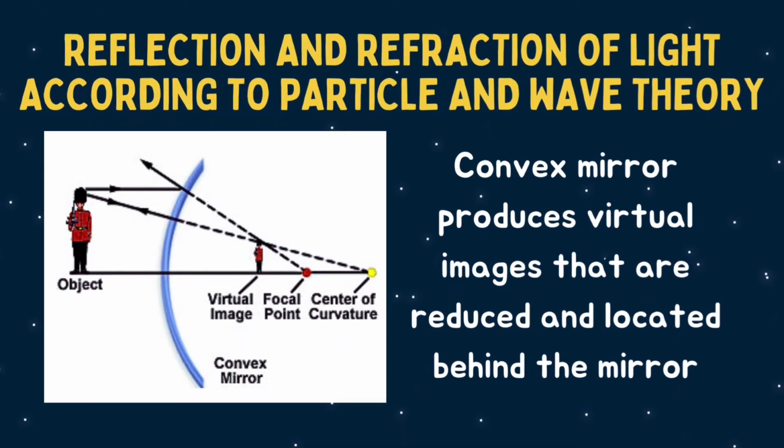Convex mirrors produce virtual images that are reduced and located behind the mirror. It is considered a virtual image because light does not actually pass to the image location.